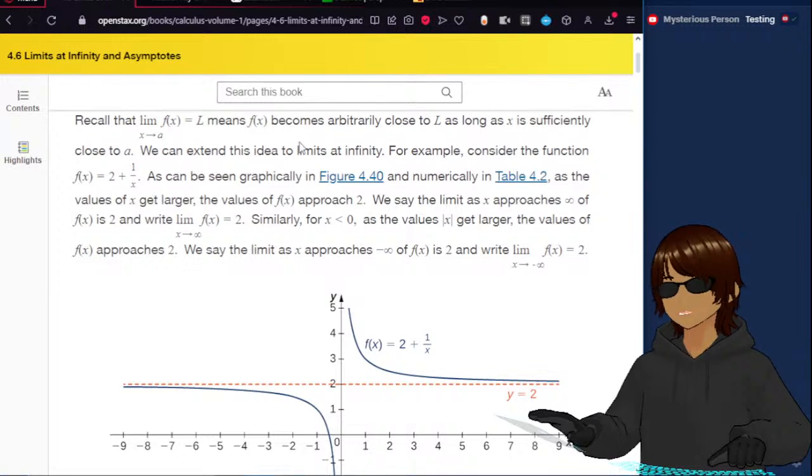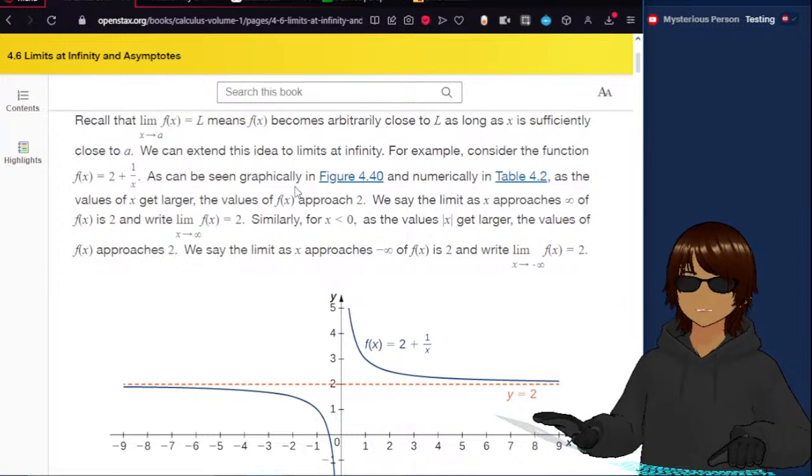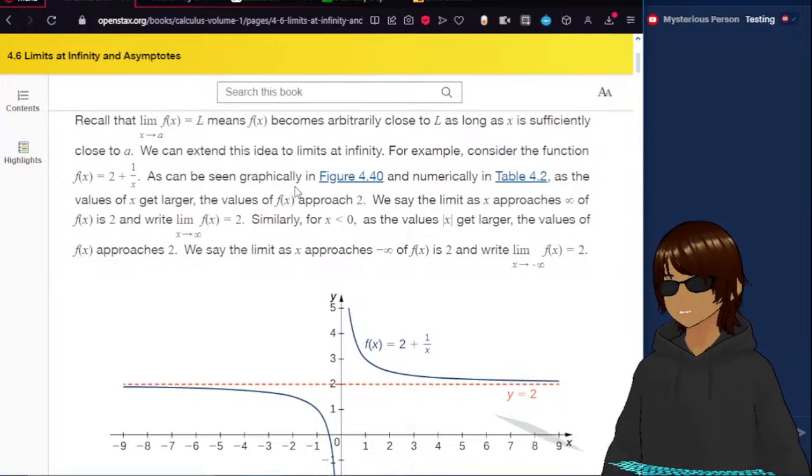We extend this idea to limits at infinity. For example, consider the function f of x is equal to 2 plus 1 over x. As can be seen graphically and numerically, as the values of x get larger, the values of f of x approach 2. We say that the limit as x approaches infinity of f of x is 2. We write it like that.